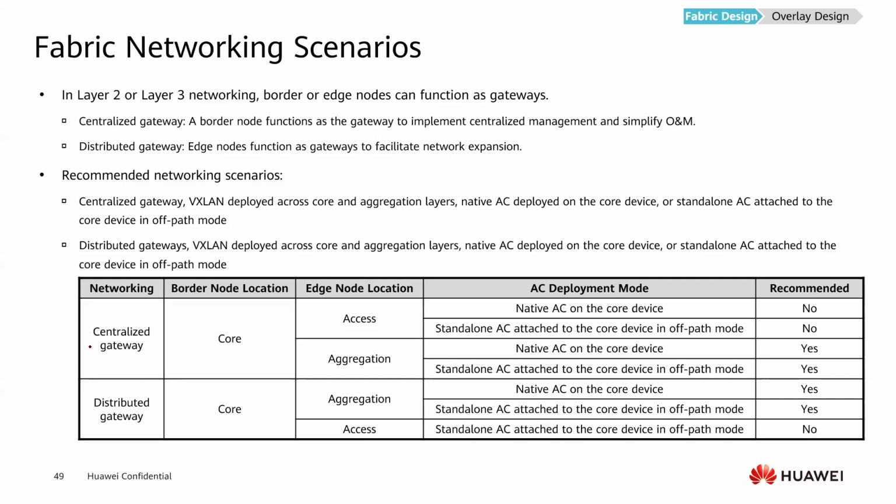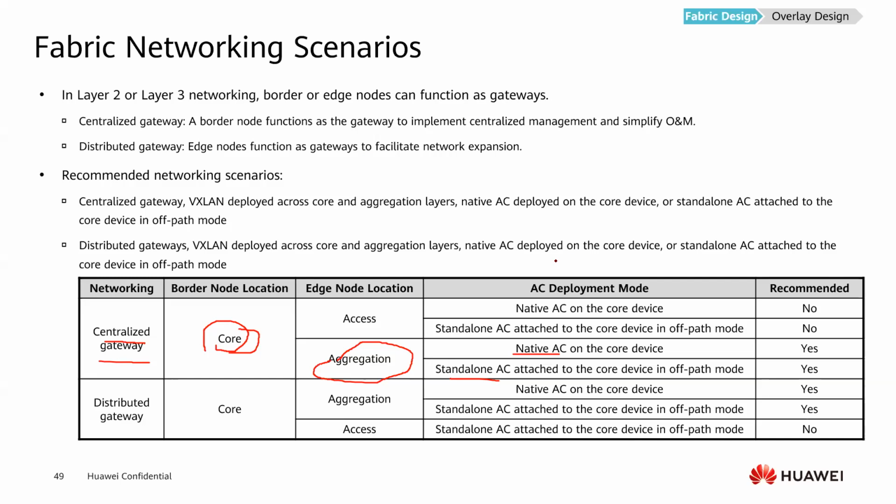We suggest the scenario where you use the centralized gateway, and the border is on the core devices, the edge node is located on the aggregation, and the native AC, or the standard AC, is on the core devices.